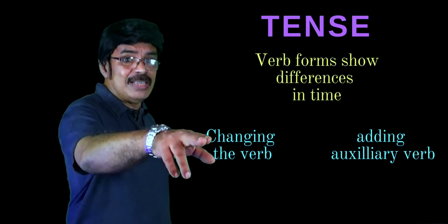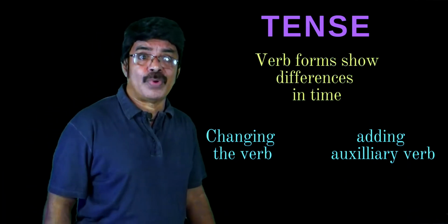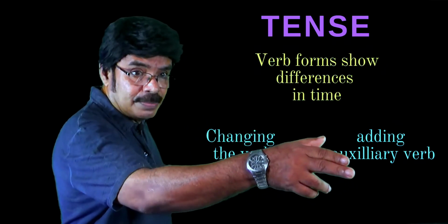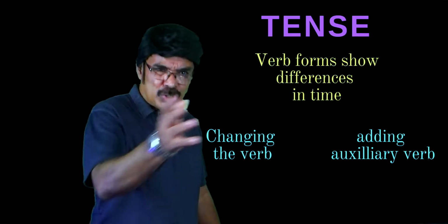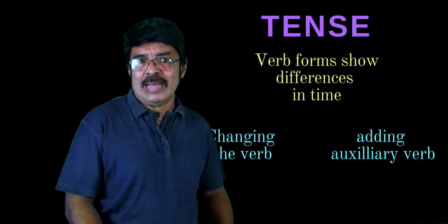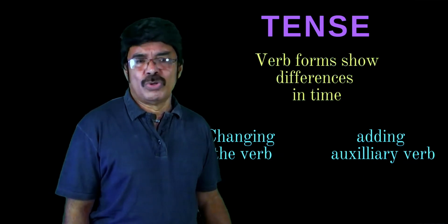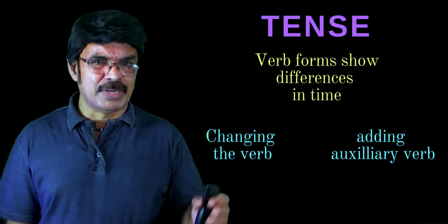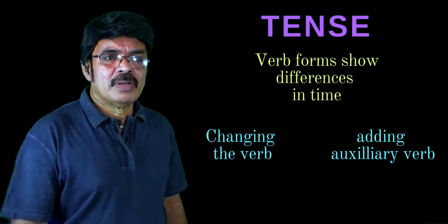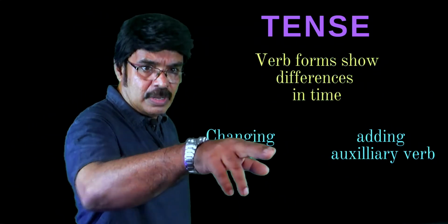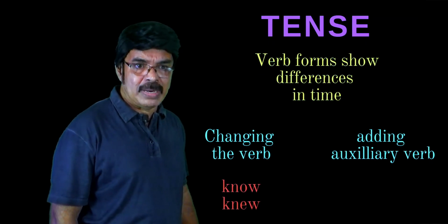One is changing the verb. By changing the verb, we can show the time is different, and by adding an auxiliary verb, we can show the time is different. We are going to learn about auxiliary verbs and everything in a separate video, so you don't need to worry about what an auxiliary verb is. Just forget it. So changing the verb and adding an auxiliary verb. Now we are going to see what I mean by that.